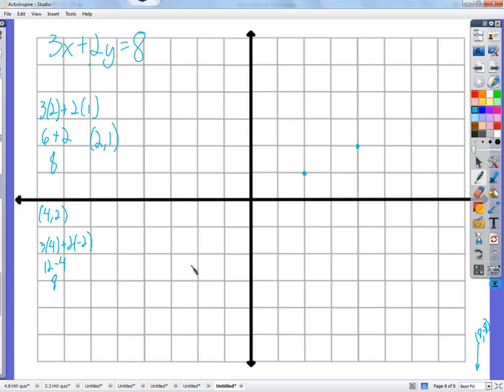0, 4. Yeah. 0, 4. That's a solution. 0, 4 definitely is a solution. What did you say? Negative 6. Something went off here.